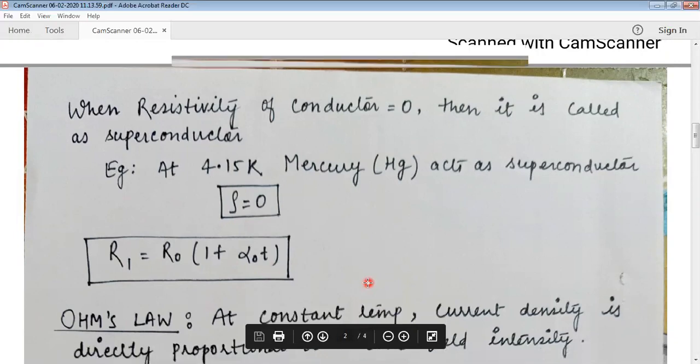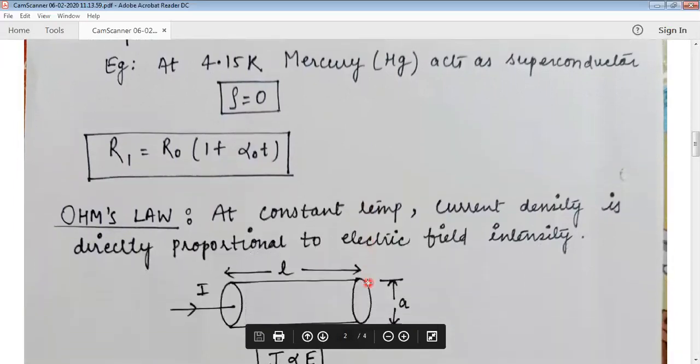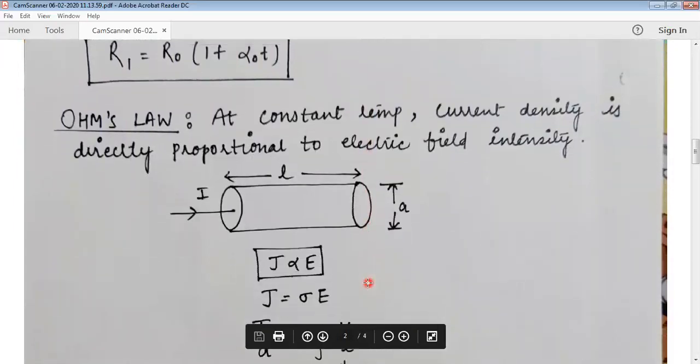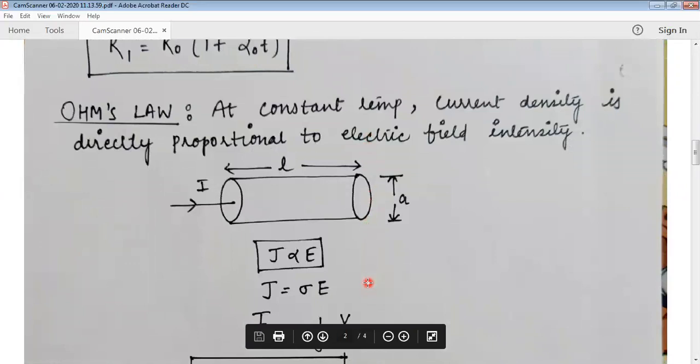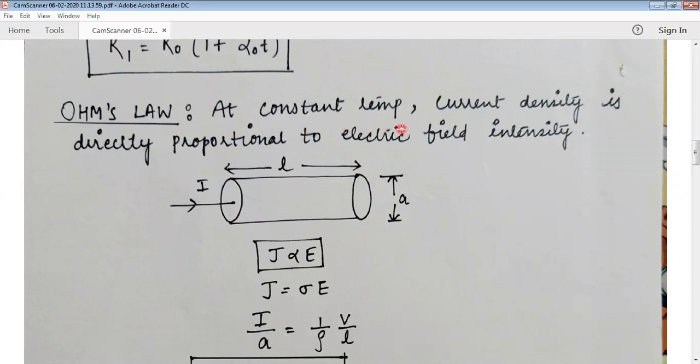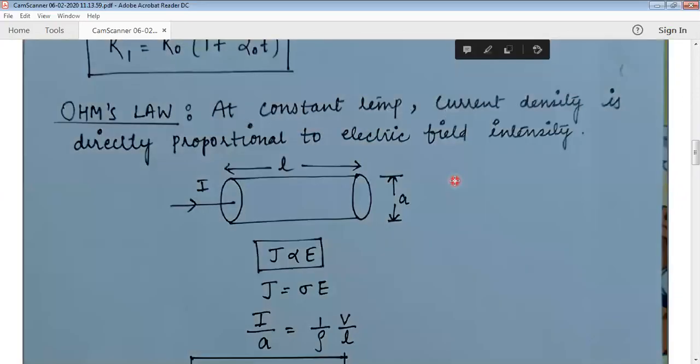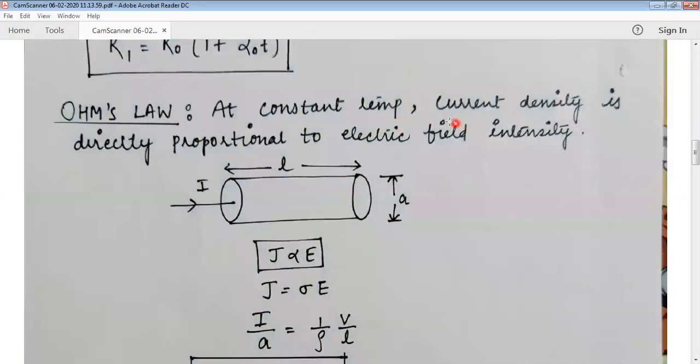Now let's move to the next topic, that is Ohm's law. Now discuss Ohm's law. Clear? So what is Ohm's law? Ohm's law is nothing but, at constant temperature, this you need to keep in mind, the temperature should be constant. So at constant temperature, current density is directly proportional to electric field intensity. That is Ohm's law.